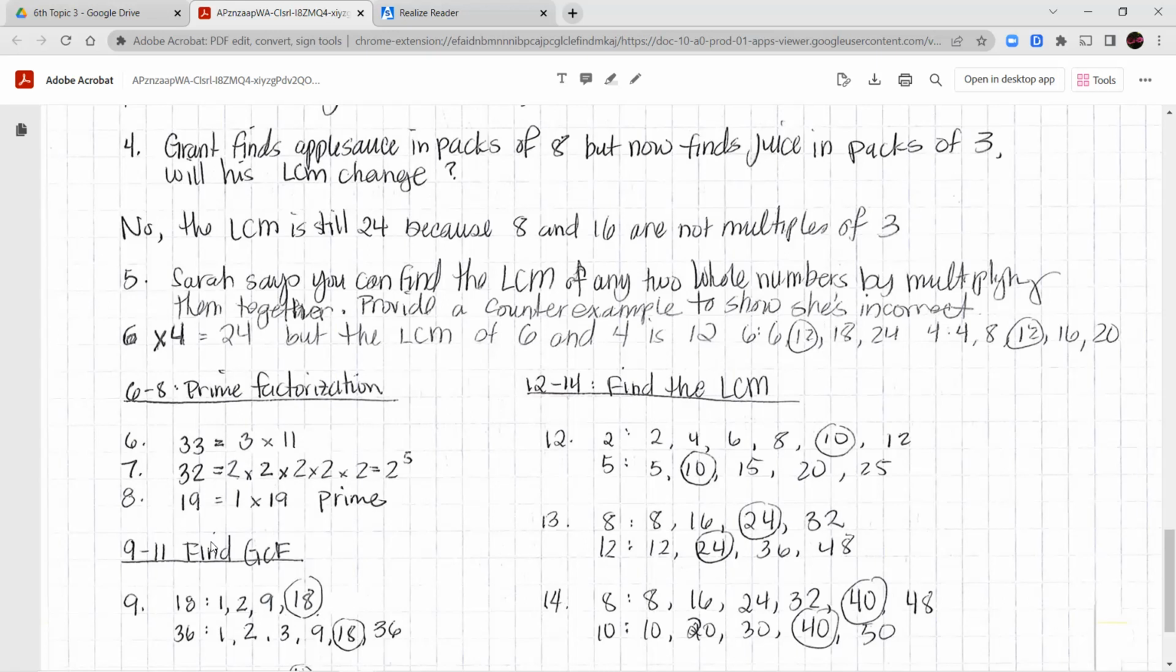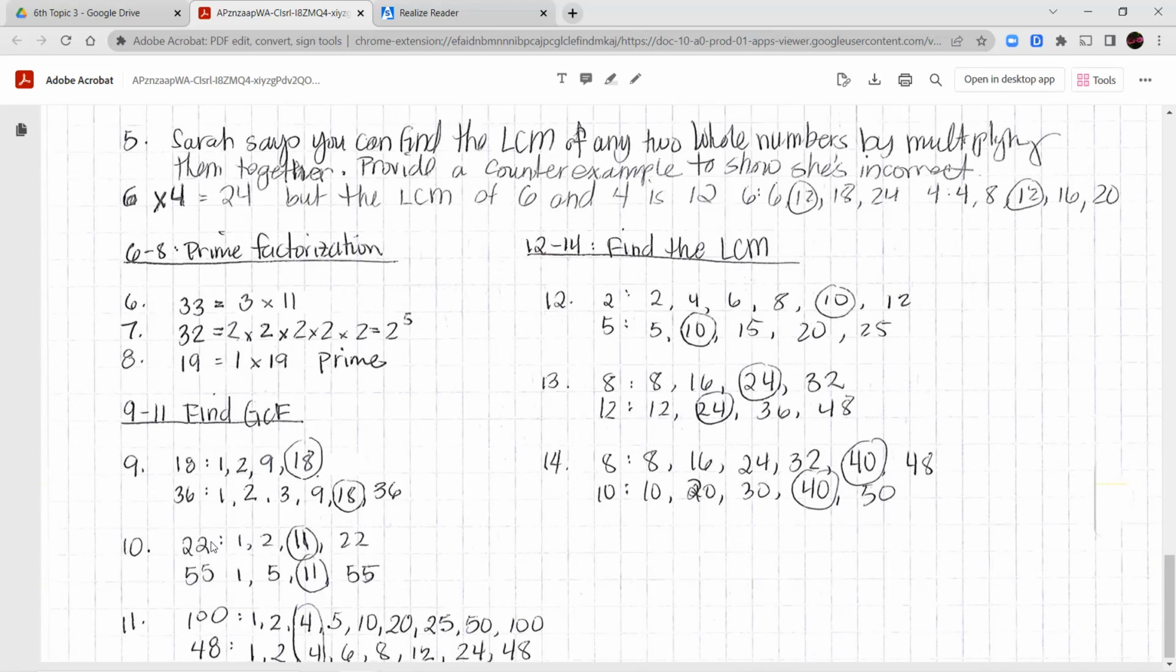For number 5, Sarah says you can find the least common multiple of any two whole numbers by multiplying them together. Provide a counterexample to show that she's incorrect. So if we have 6 and 4, she says if you multiply them by each other, that answer is your least common multiple. So 6 times 4 is 24. But if we list the multiples of 6 and the multiples of 4, their least common multiple is 12, right? Because 6 times 2 is 12 and 3 times 4 is 12. We don't need to go all the way out to 24 before we find numbers that are in common.